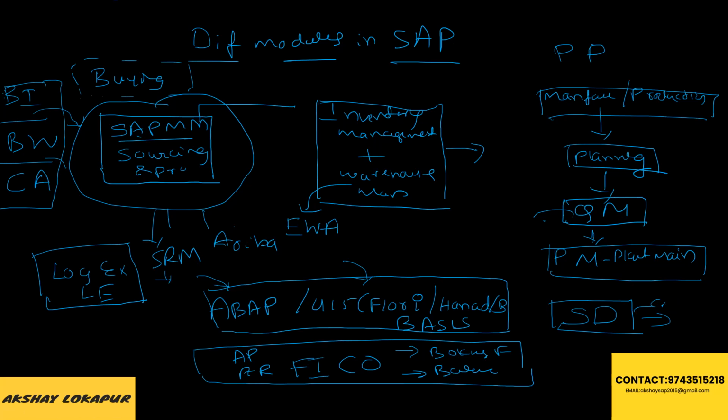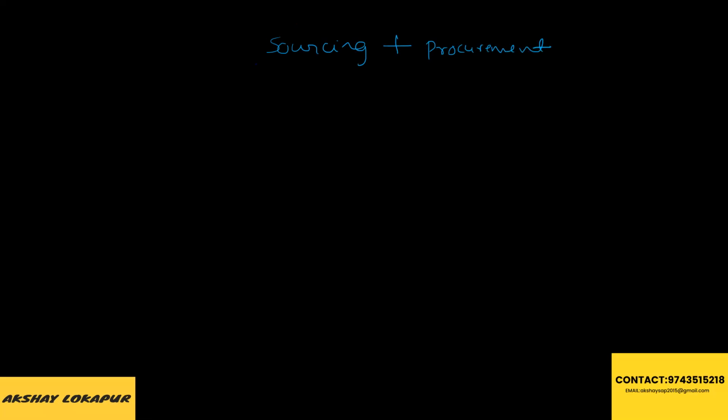Now we'll study SAP MM, sourcing and procurement. Before that, many people don't know what sourcing and procurement is. People work in procurement, but they need to understand what sourcing and procurement is. Earlier SAP Material Management, in S4HANA, is called sourcing and procurement. Procurement is more related to operations, and sourcing is related to planning.